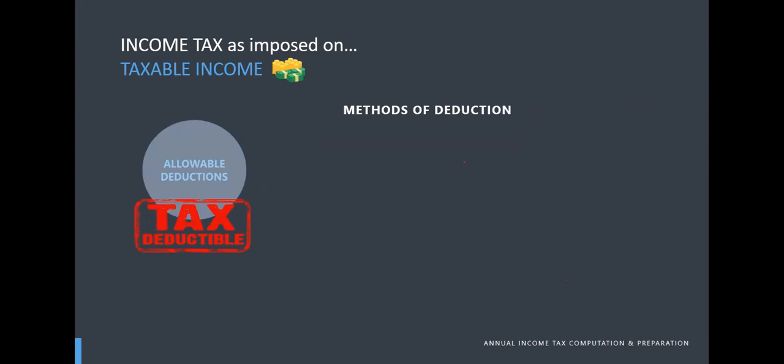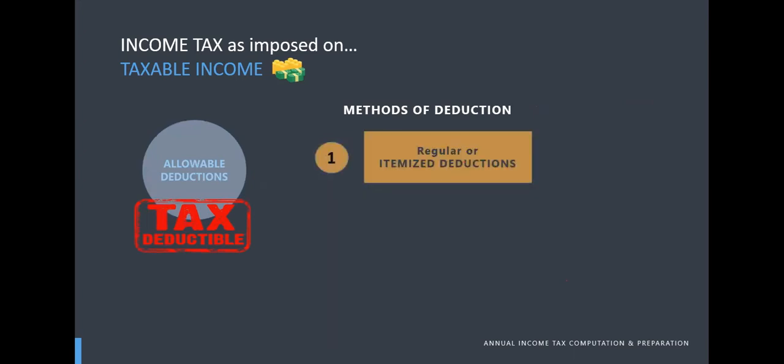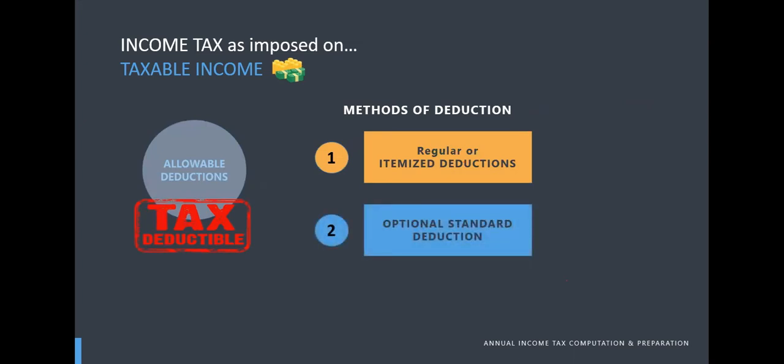Now, we have discussed the gross income. Now we will discuss the allowable deductions. So we have two methods of deduction. First one is the regular or itemized deduction, while the second one is the optional standard deduction.